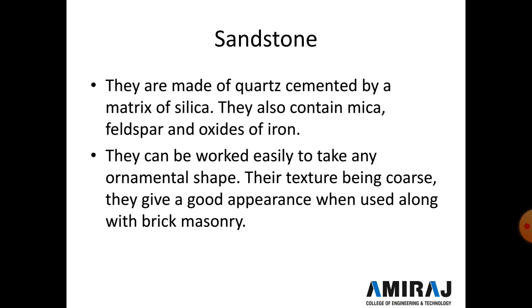Next is sandstone. They are made of quartz cemented by a matrix of silica. They also contain certain mica, feldspar and oxide of iron. The colors of sandstone are due to the presence of these mineral items, and they can be worked easily to take an ornamental shape. The texture is coarse and they give a good appearance when used along with brick masonry.